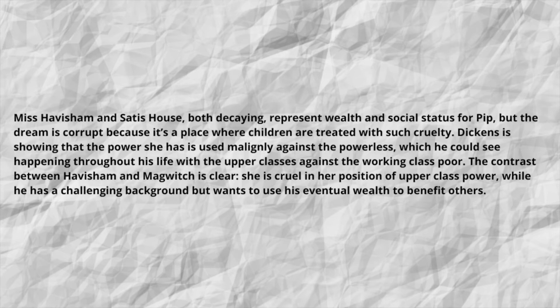Dickens is showing that the power she has is used malignly against the powerless, which he could see happening throughout his life with the upper classes against the working class poor. The contrast between Havisham and Magwitch is clear. She is cruel in her position of upper class power, while he has a challenging background but wants to use his eventual wealth to benefit others. So some context and writer's purpose linked with the structural device of contrast.